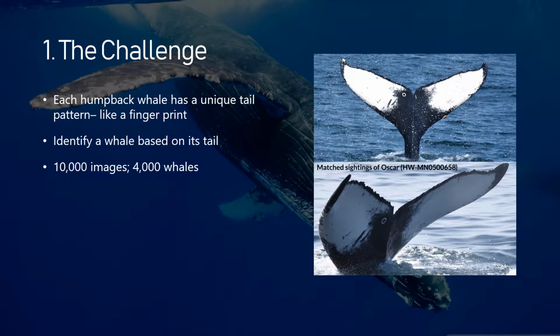For the challenge, I was using a dataset with humpback whale tails. Each humpback whale has a unique tail pattern consisting of white or dark patches, different streaks, and other patterns. And it's like a fingerprint for that whale. So the goal is to identify a whale, like the name of the whale, based on its tail. In my dataset, I had about 10,000 images of about 4,000 whales.